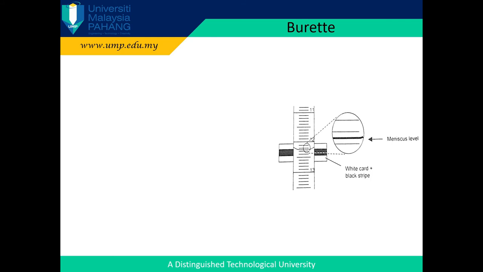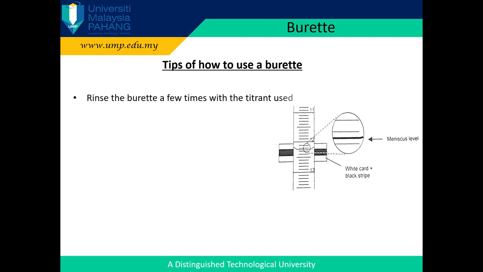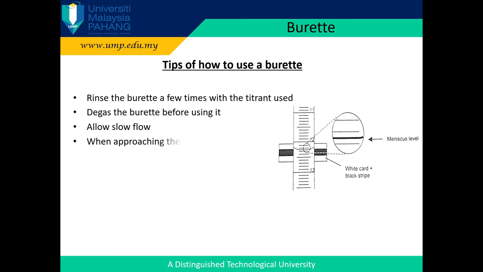Burette is the most common apparatus available in an analytical chemistry laboratory. Get to know the tips of using the burette to avoid errors. First, rinse the burette a few times with the titrant used. Degas the burette before using it. Allow slow flow, and when approaching the end point, let the titrant out slowly, less than a drop.